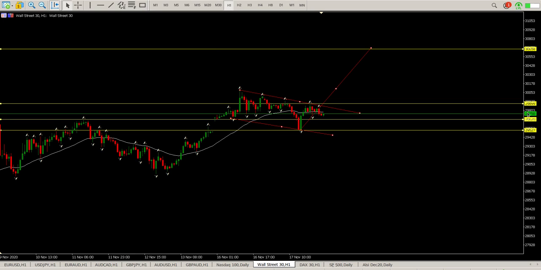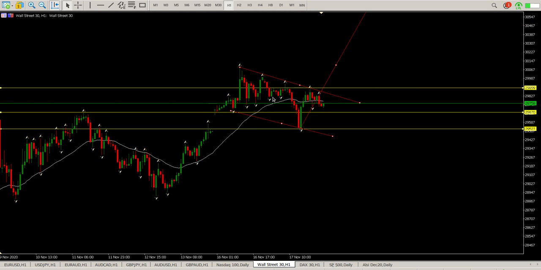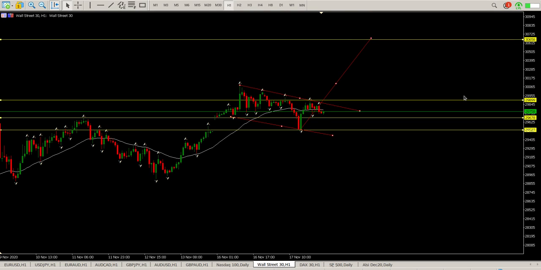So for me, wait, watch, and see what transpires with this flag. If we do get up and test this area here, then 30,000 would be the first target, then 30,600 would be the second target, and the third target would be 30,650.